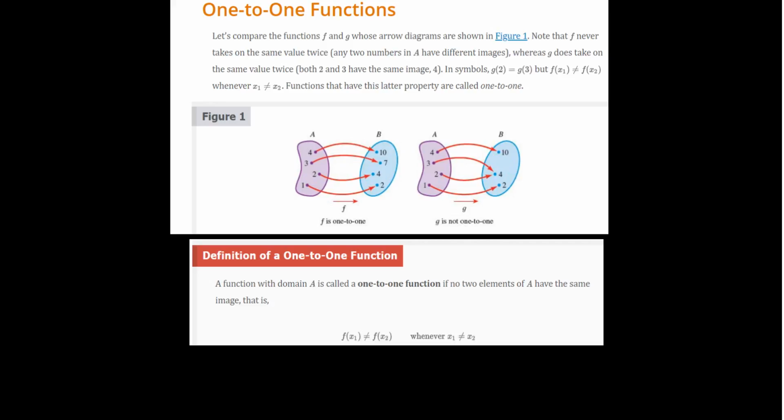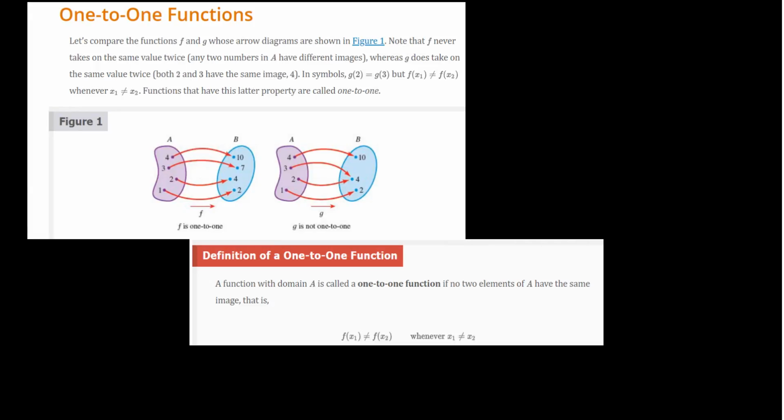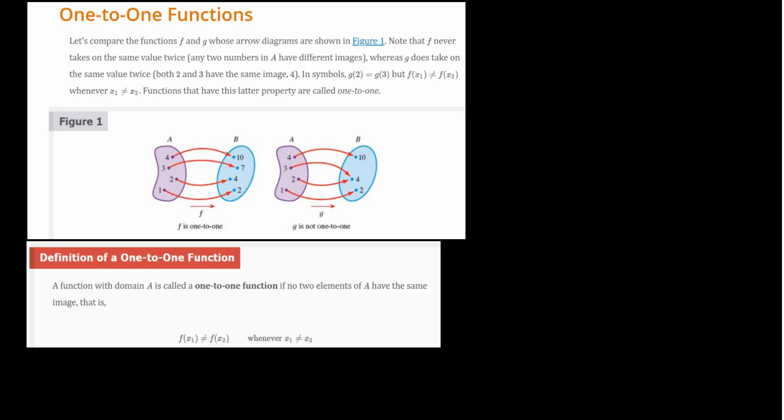So real quick, let's do this, because I think this is kind of confusing for some people here. So we have equations.